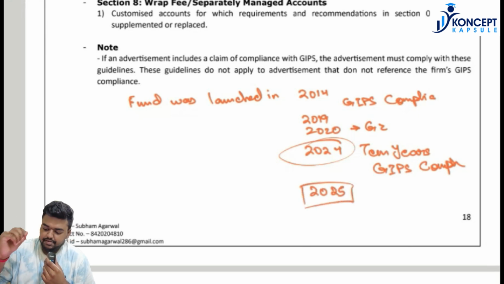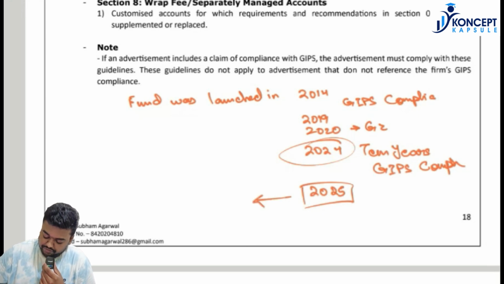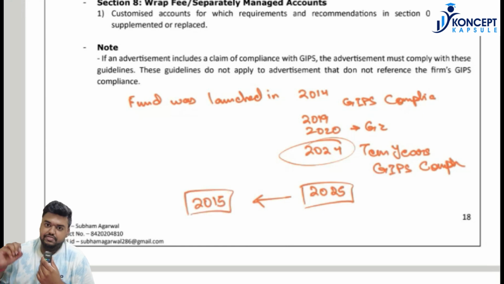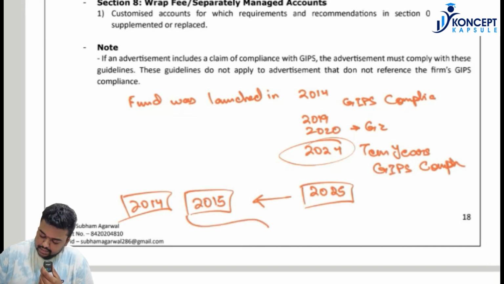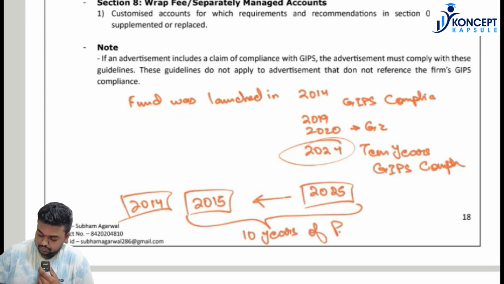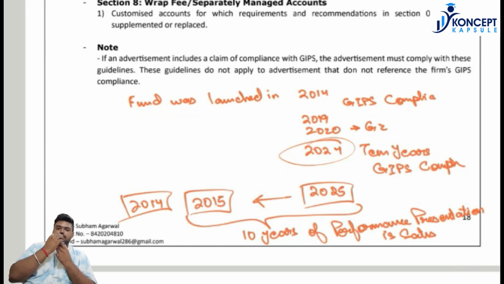So what does that line mean? It means that in 2025 you will show the returns from 2015 to 2025. You can exclude 2014 in the presentation. In 2025 only 10 years of performance presentation is satisfactory. You don't need to show the 11th year.